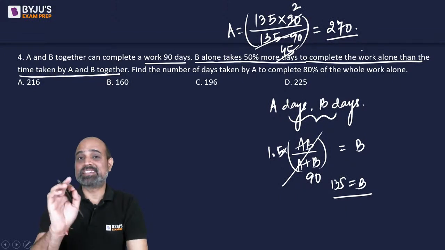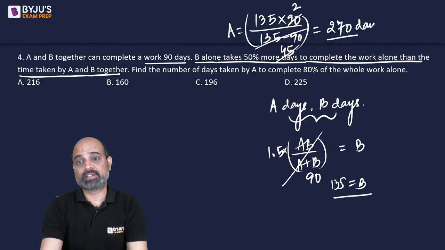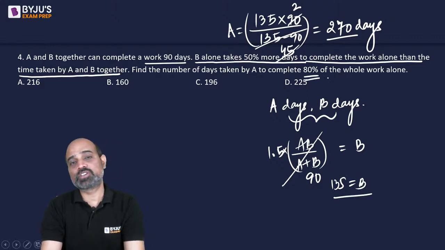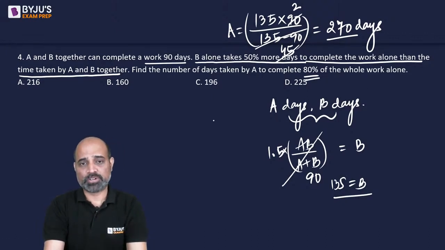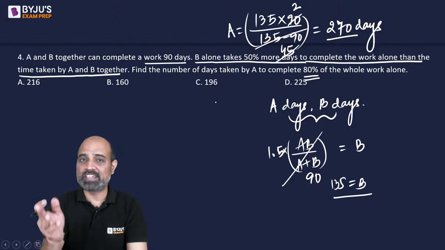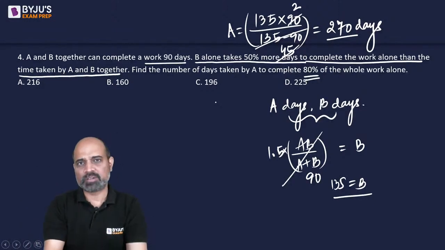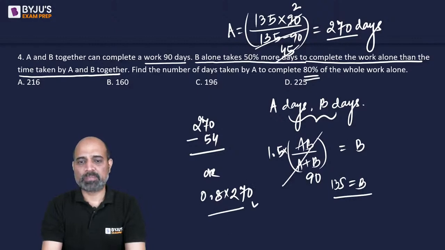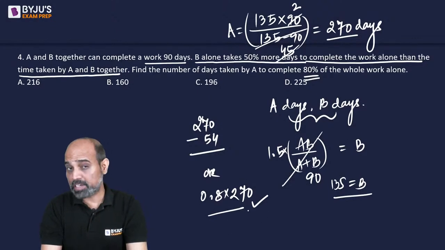So if A takes 270 days to complete the entire work alone, then to complete 80% of the total work, how much time is it going to take? 0.8 into 270, or you can do 270 minus 20% of 270. So you can subtract 54 from 270, which is 20% less, or you can do 0.8 of 270, whichever you are more comfortable with. If your multiplication is strong, this will be very quick, right?